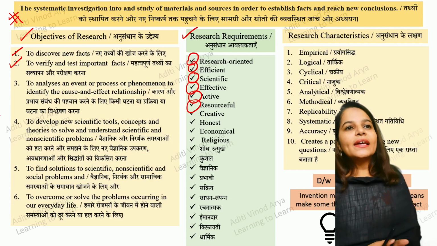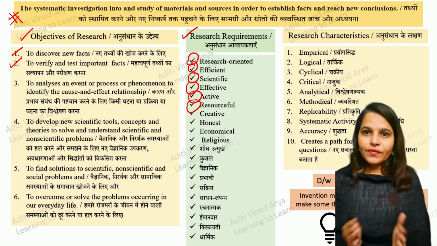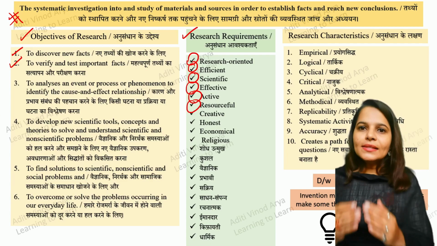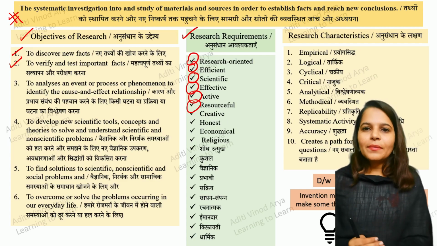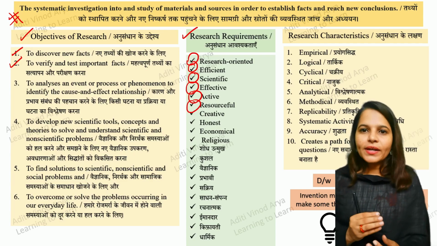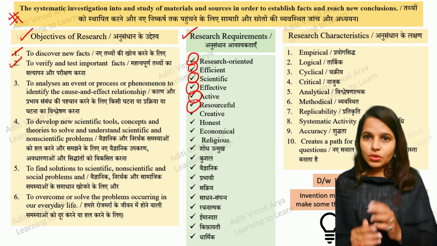The next one is to analyze an event or process or phenomena to identify the cause and effect relationship. So what is cause and effect relationship? It is a simple science. In science, whatever happens, it happens for a reason. It can be any reason. So once you try to find out the cause and effect, that is called the scientific curiosity inside you.